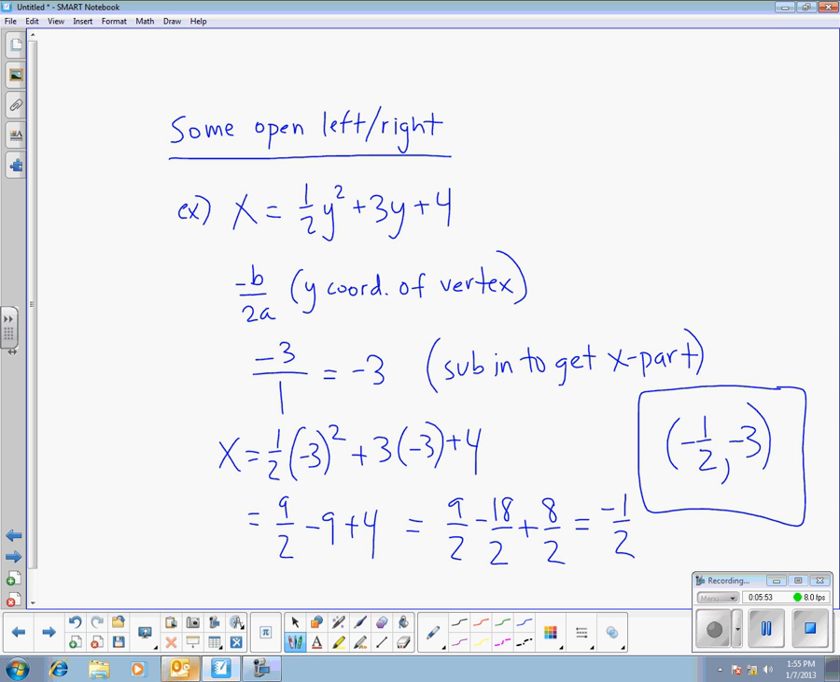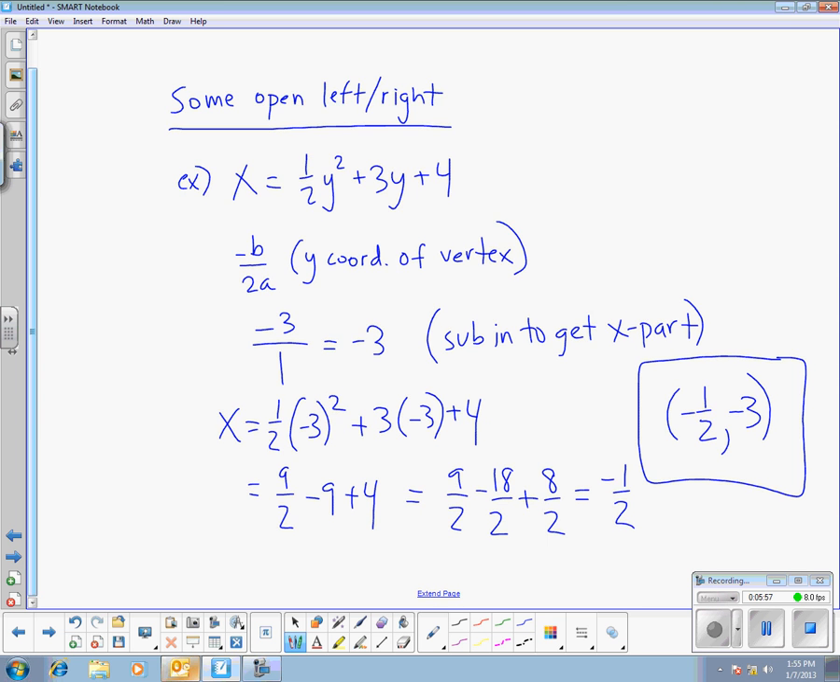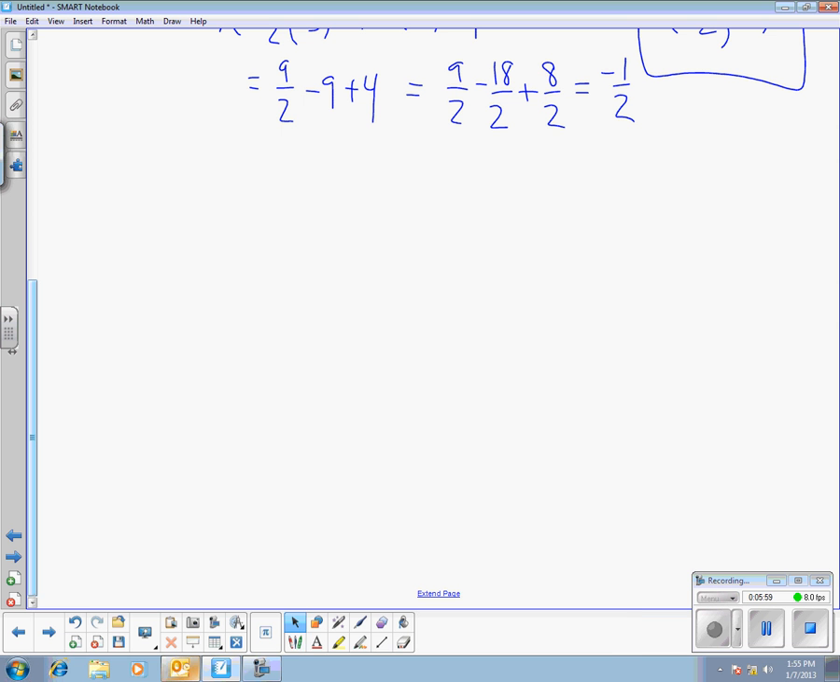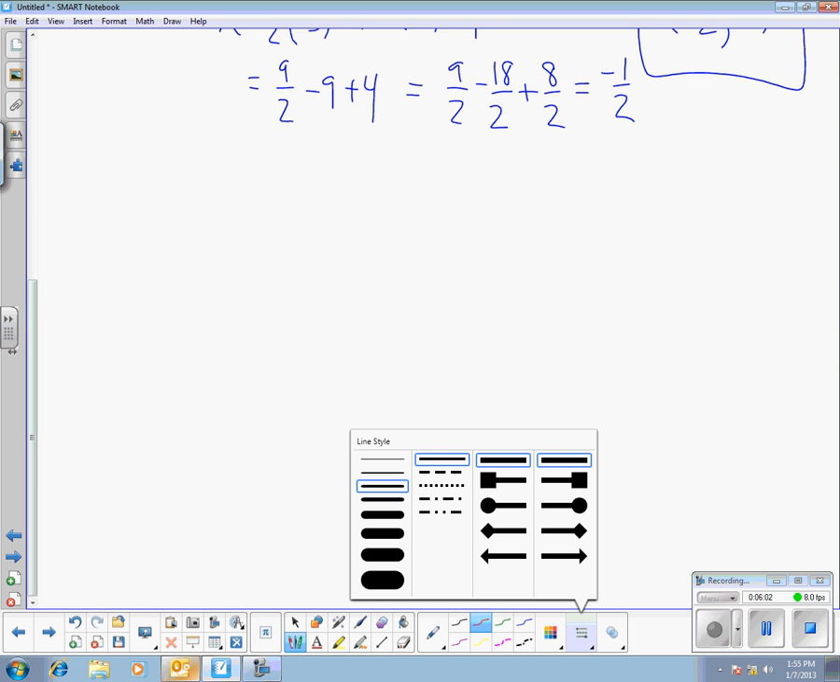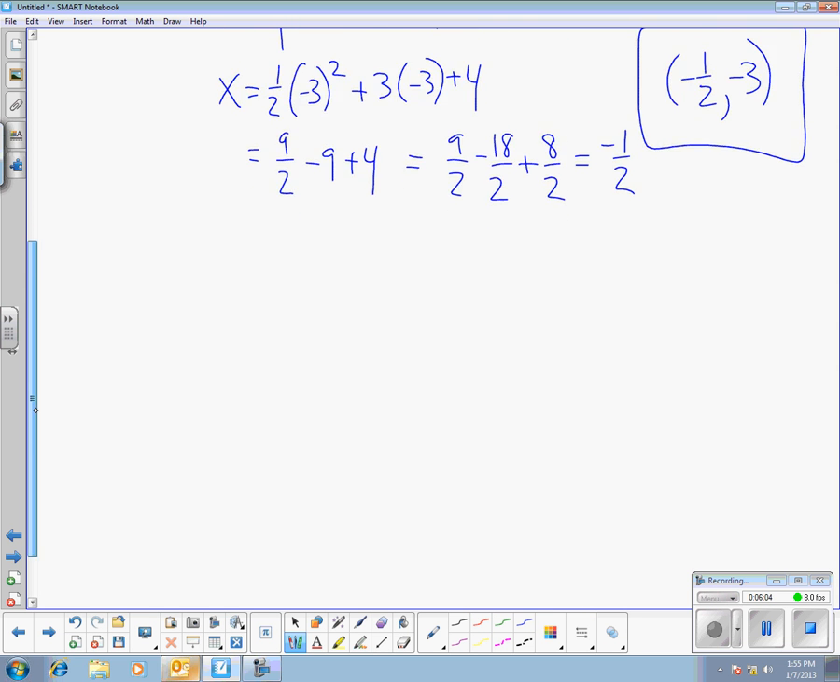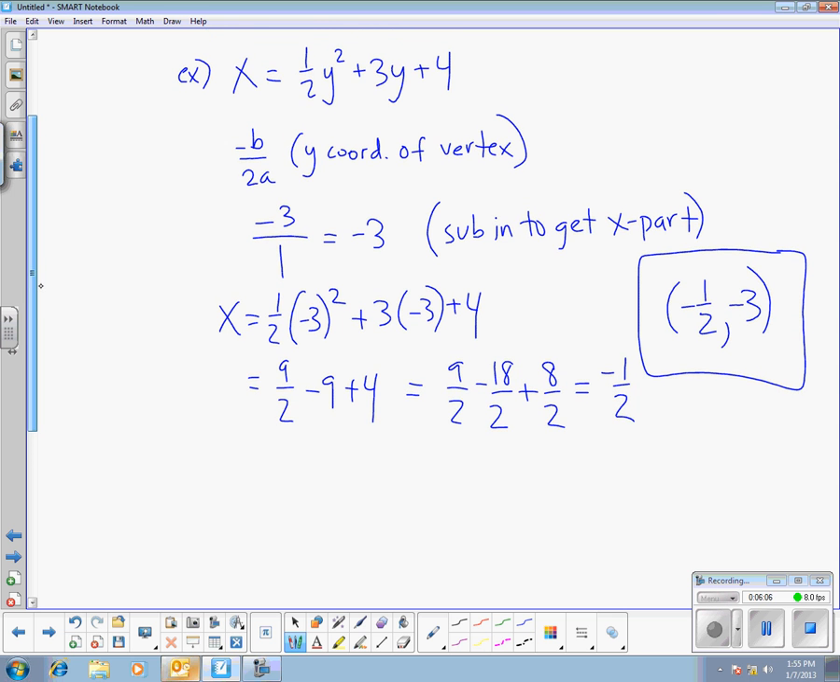All right, so I'm working on graphing this thing, and a big part of the graph is the vertex. Okay, so what else do I know about a graph? I know that it has x and y intercepts. Universally, an x-intercept comes when y equals 0.